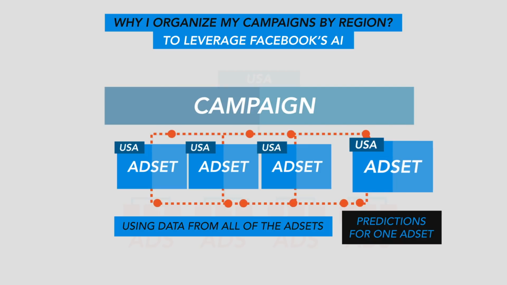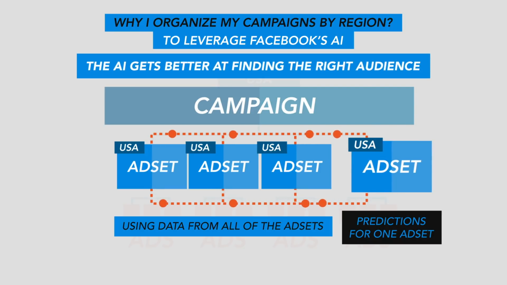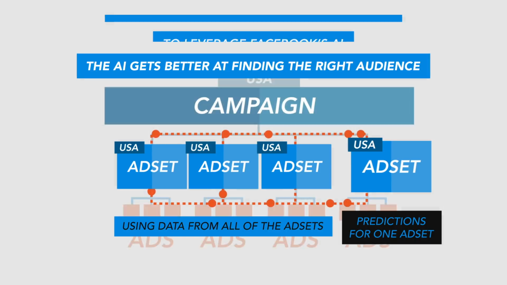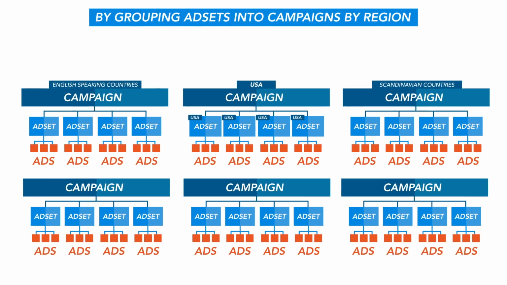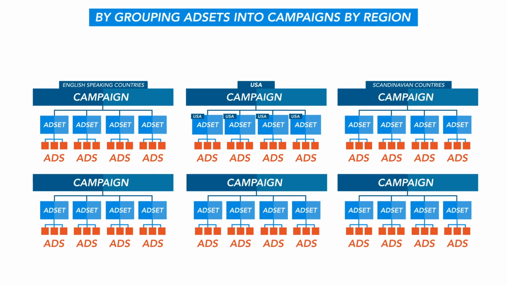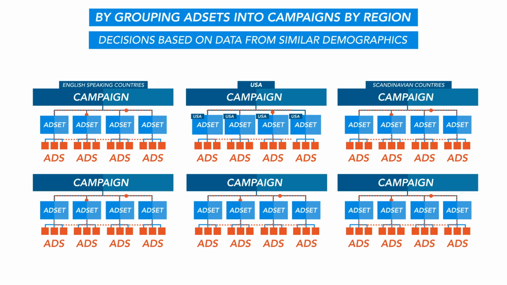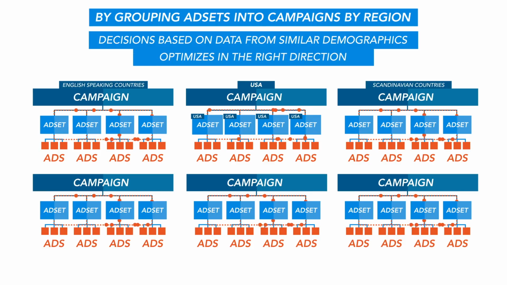It's like a bunch of baby ad sets all learning together. Over time, the AI gets better at finding the right audience for your products, and performance gets better and better and better. Now, by grouping ad sets into campaigns by region, you can ensure that Facebook makes decisions based on the data from similar demographics and optimizes in the right direction.